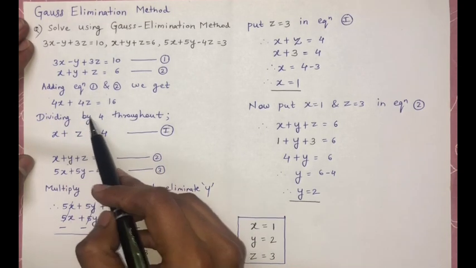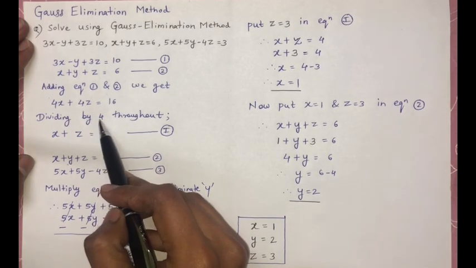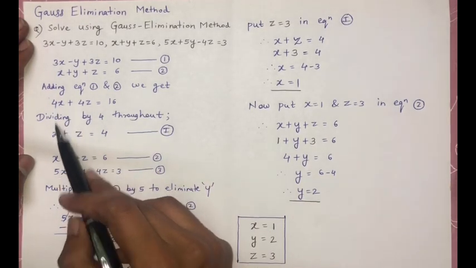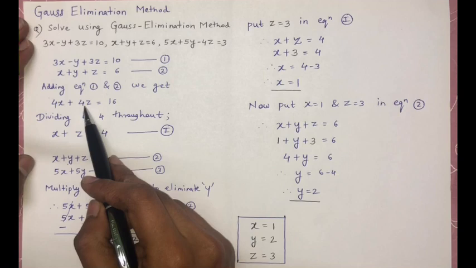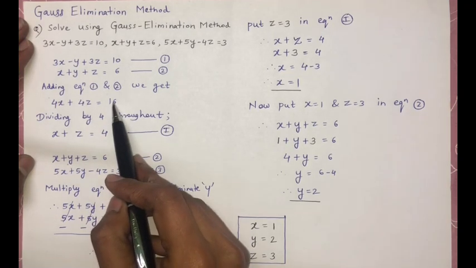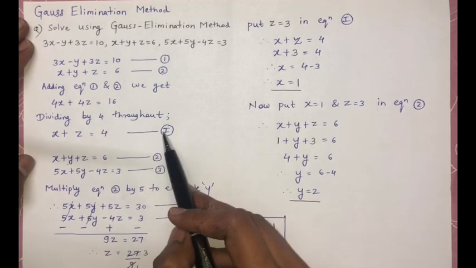So we can divide this equation by 4 throughout. Then we will get 4x divided by 4 is equal to x, 4z divided by 4 is equal to z, and 16 divided by 4 is 4. So this is my new equation, that is Roman 1.